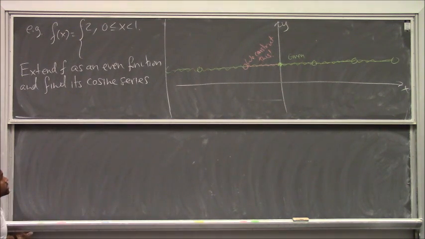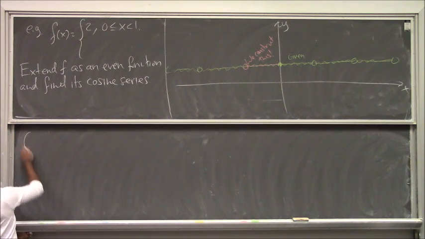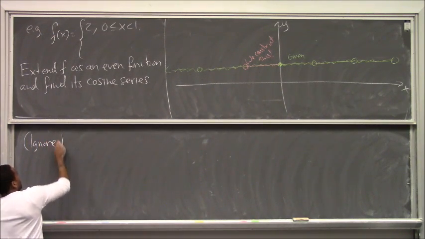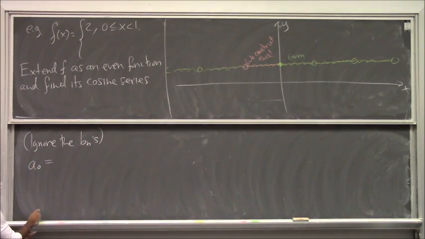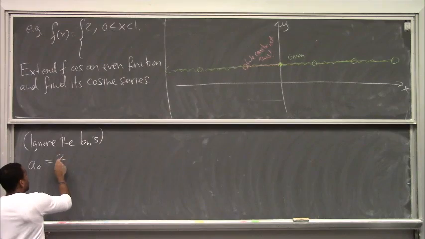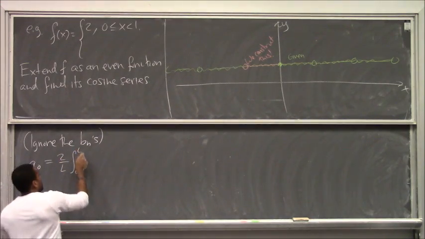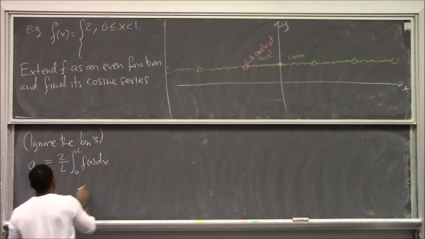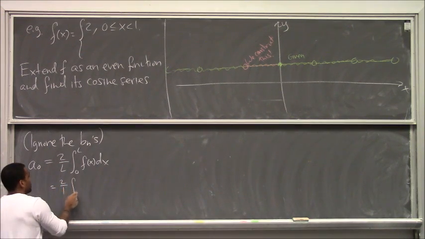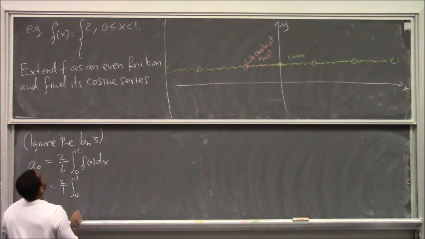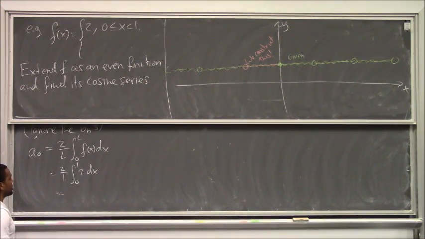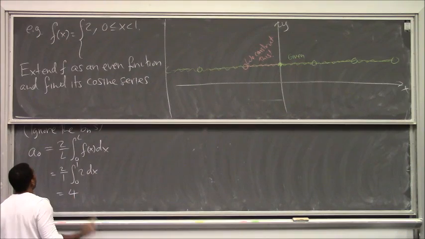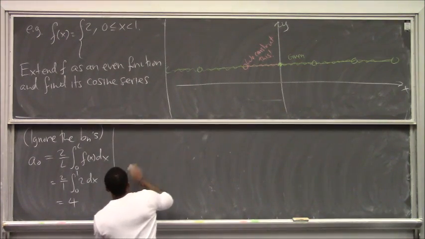So what we would do here, once they told us that we want to extend as a cosine series, pretty much I'm going to ignore these. And I'm just going to jump into finding the a's. So to find a0, I'm going to use 2 over L times the integral from 0 to L of f of x dx, which in this case, again, L is 1, so 2 over 1 of f of x. So in this case, that's going to give us what? 4.